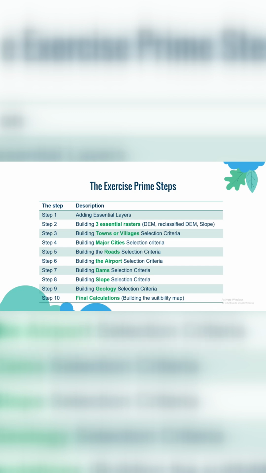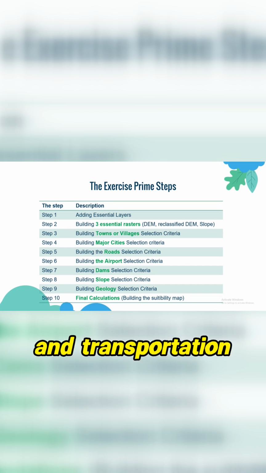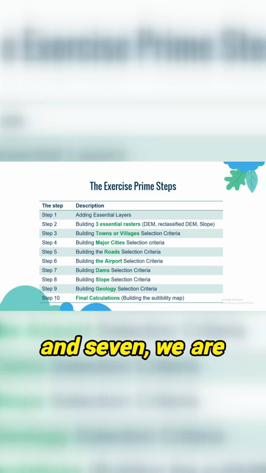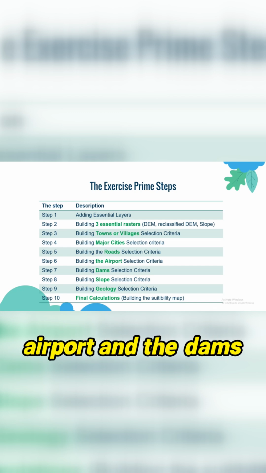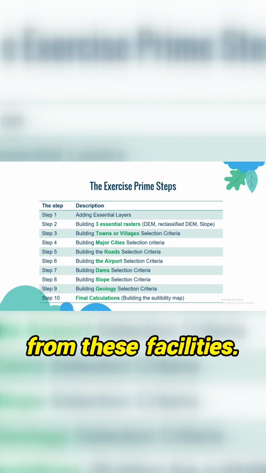In step number 5, we are going to build the road selection criteria. Of course, easy access for waste collection vehicles and transportation routes are crucial for operating efficiency. In step number 6 and 7, we are going to build the airport and the dams selection criteria. It's also important that a landfill should be far with a particular distance from these facilities.